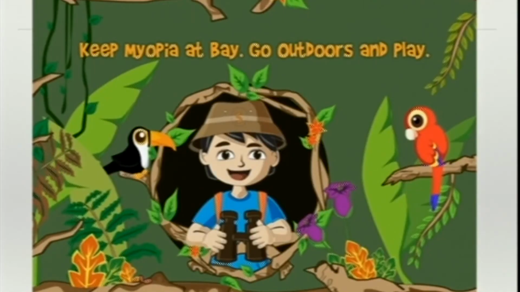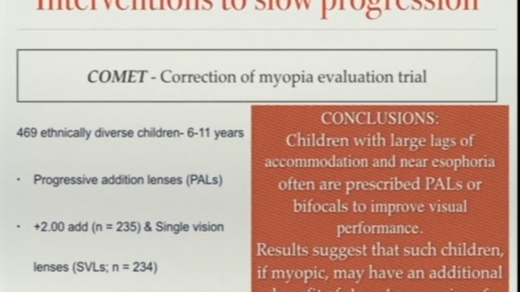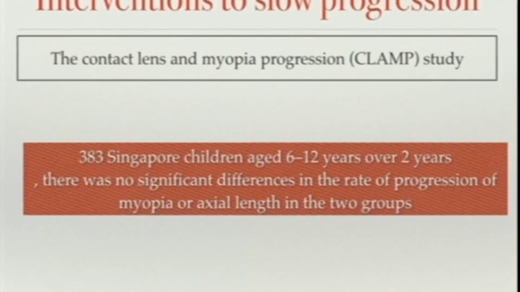This is a program developed by Singapore. They are more and more concentrating on including outdoor activities as a part of the school activity, reducing the school hours, increasing the games period. There have been a lot of interventions to slow myopia. One of them is the COMET, or Correction of Myopia Evaluation Trial, where they studied the effect of using plus glasses for reducing myopia, and they concluded that if there is a large lag of accommodation and near esophoria, and you prescribe progressive addition glasses and bifocals, it tends to improve the visual performance. But routinely it is not being followed.